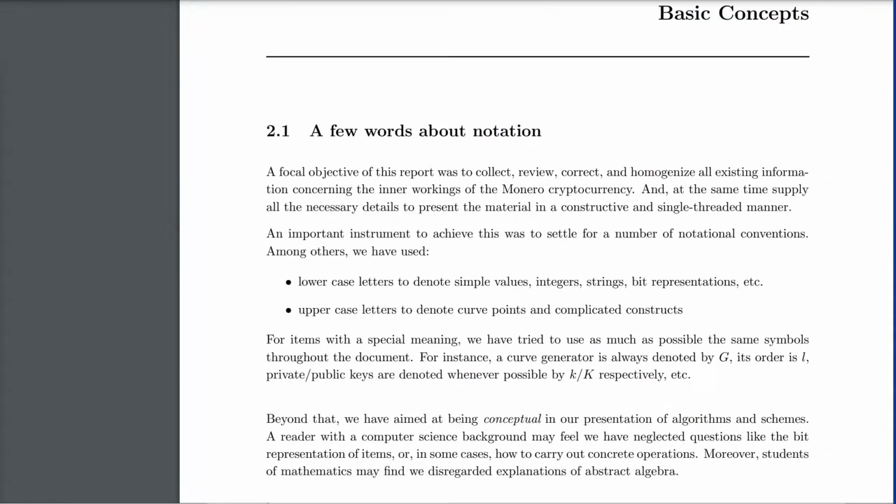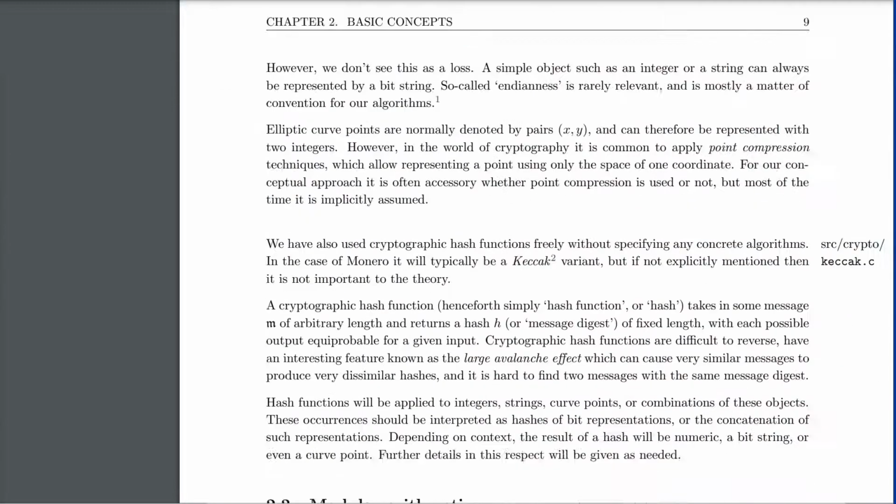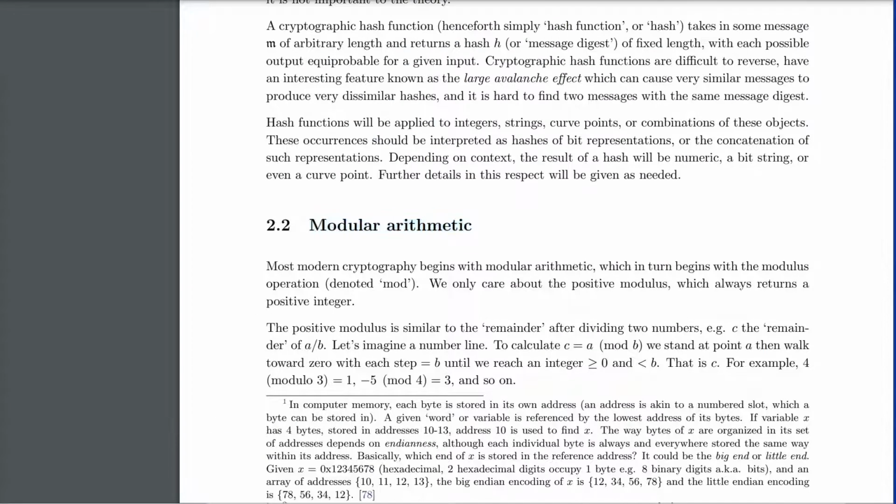Now, Chapter 2 begins with these words about notation. For the most part, I feel like these are more relevant for the later sections of the book, so perhaps unadvisedly I'm going to skip that for the moment and just go directly to modular arithmetic. The chapter begins by noting that modern cryptography is essentially founded on modular arithmetic and the modulus operator, which you're going to see written as mod, or modulo, over and over again throughout the book.